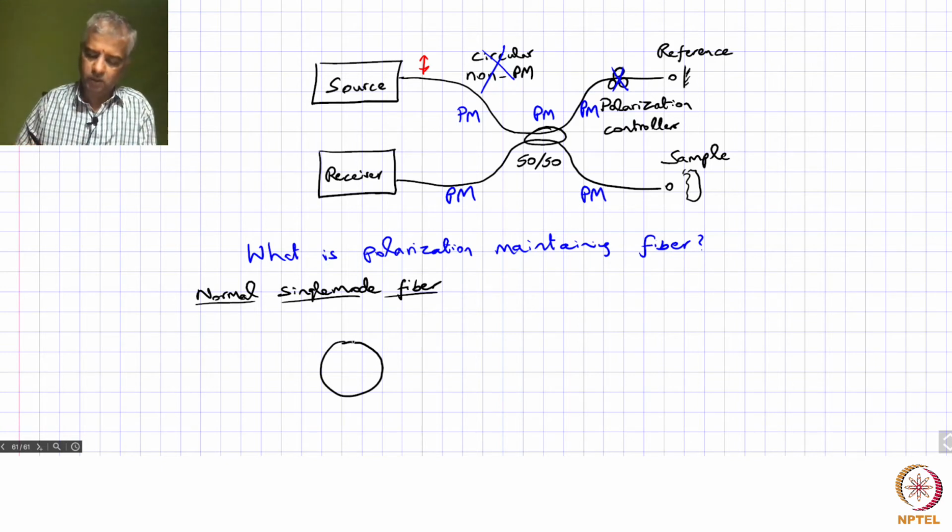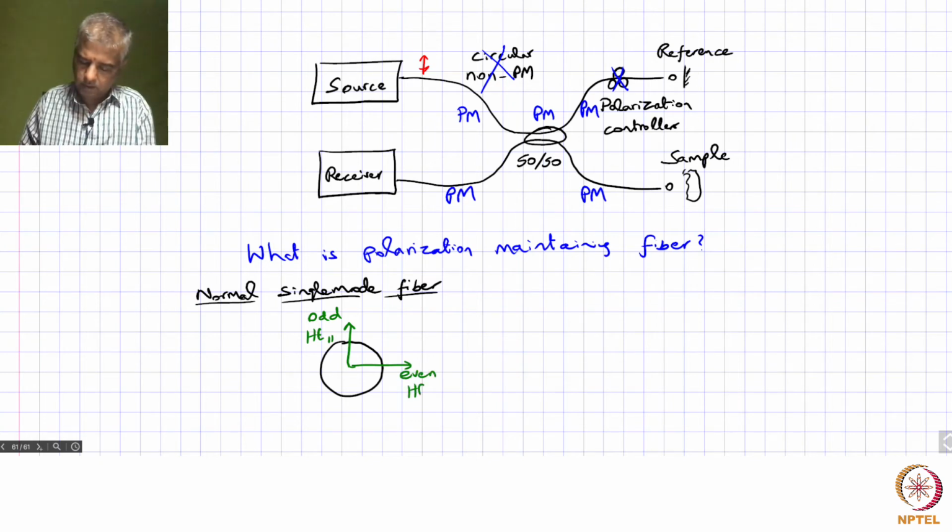So they correspond to what is called the odd HE11 mode and the even HE11 mode. So although we call it a single mode fiber, it actually consists of two polarized modes that are typically degenerate.